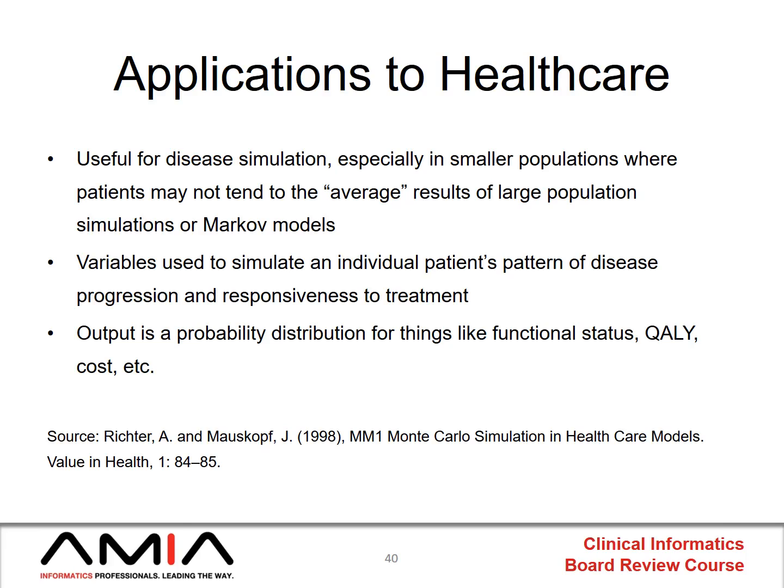If you use Monte Carlo simulations, you use the variables to simulate an individual patient's pattern of disease progression and their responsiveness to treatment. And you end up with an output that's a probability distribution for things like the patient's functional status, quality-adjusted life years, cost, and so on.